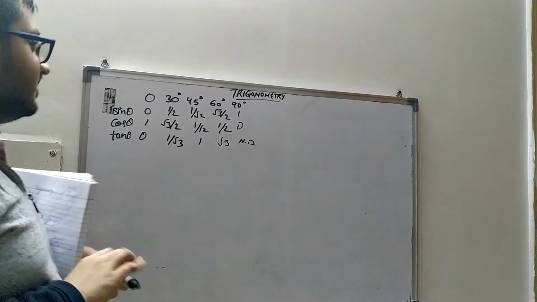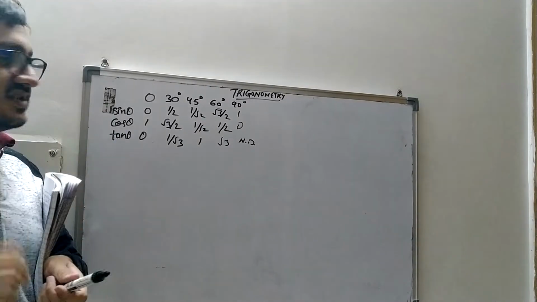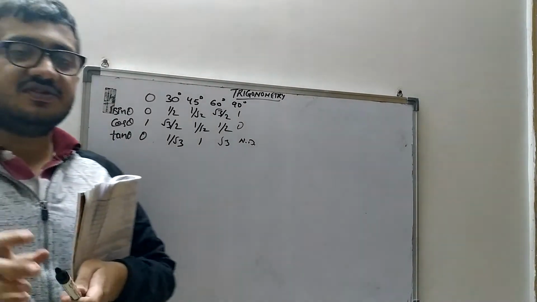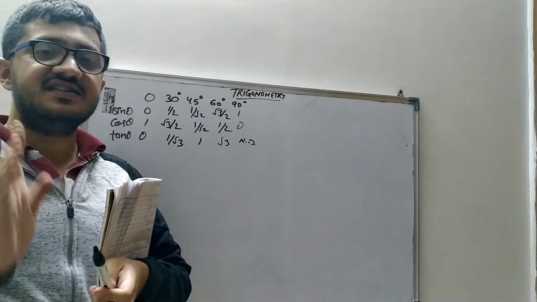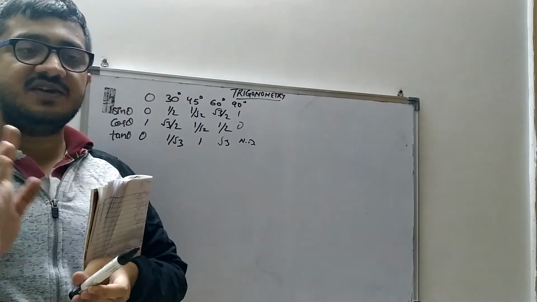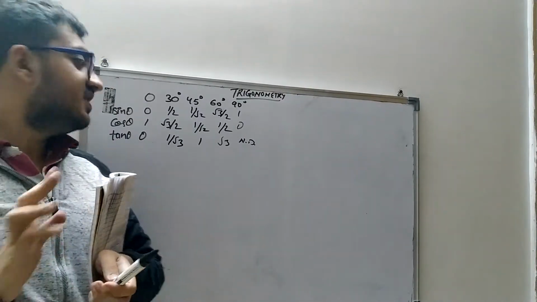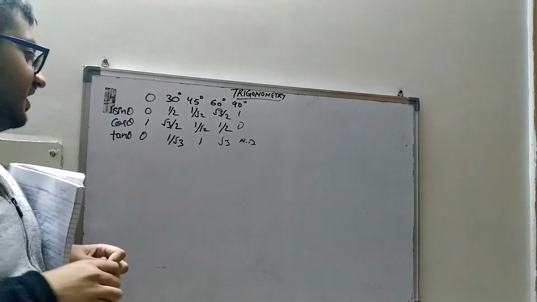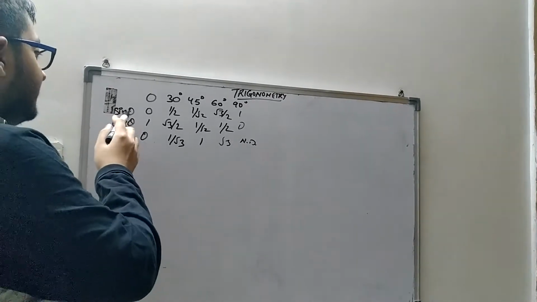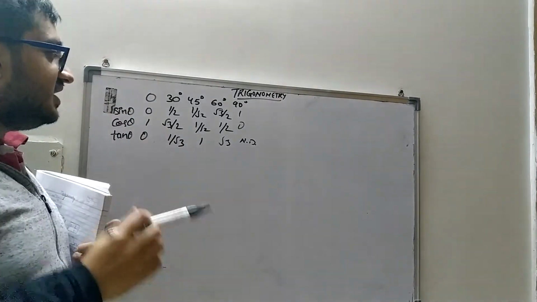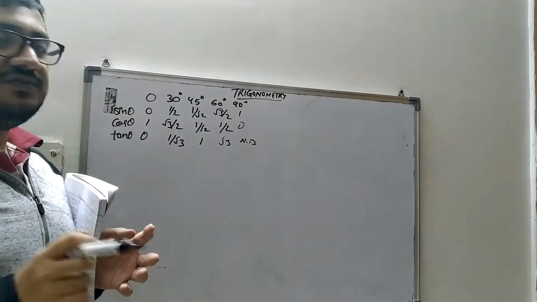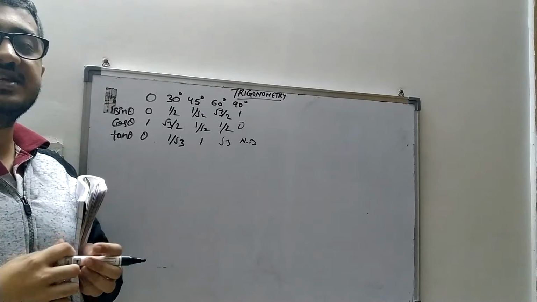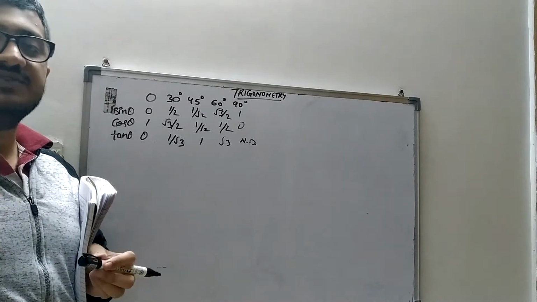So friends, this is trigonometry angles. In trigonometry we study 6 ratios, but here first we have to discuss 3: sine theta, cos theta, and tan theta. In 10th class we have studied sine 0 is 0, sine 30 is 1 by 2, sine 45 degree is 1 by root 2, sine 60 is root 3 by 2, and sine 90 is 1.